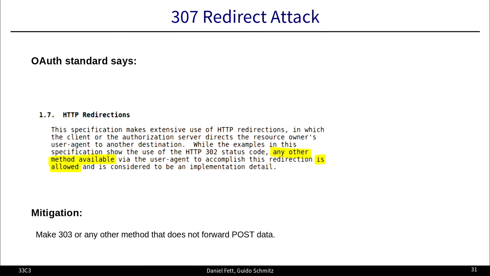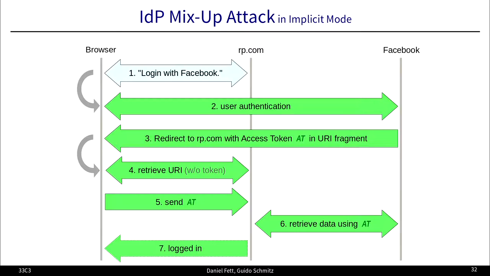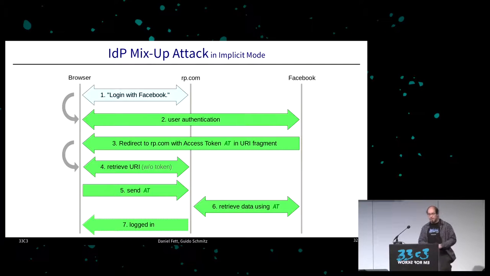Also, if you look at the standard, how these are defined, it's not always clear which redirect method has which details and behavior. And also the OAuth working group didn't think about this. So in their standard, they write, use any method. And surely the mitigation here is don't use 307, for example, use 303 instead. So the next attack is the identity provider mix-up attack. I will present this in implicit mode and only one variant of this attack.